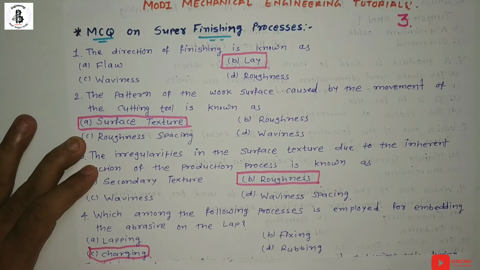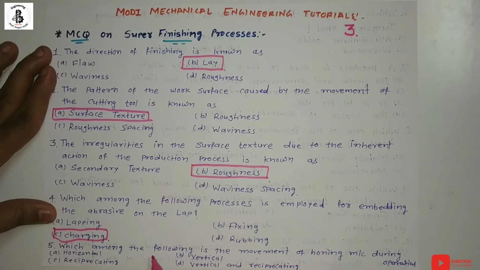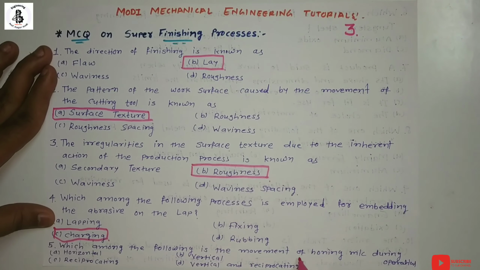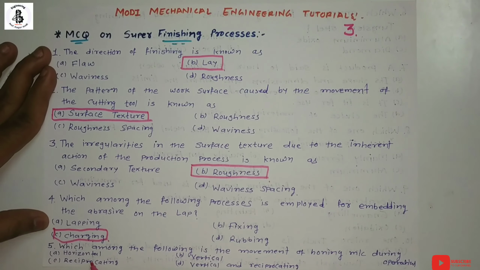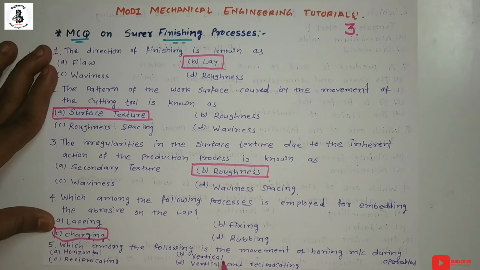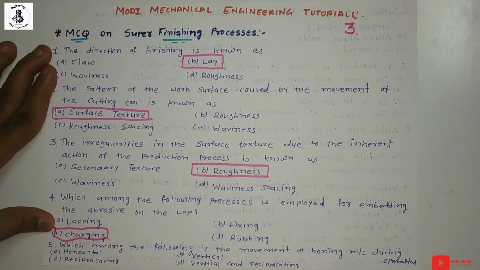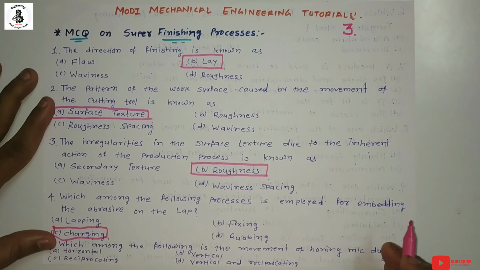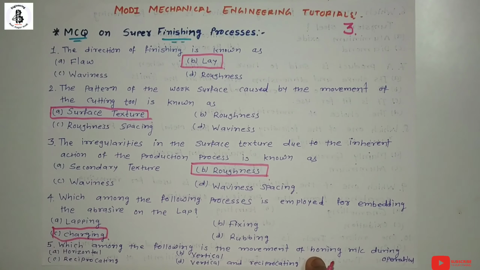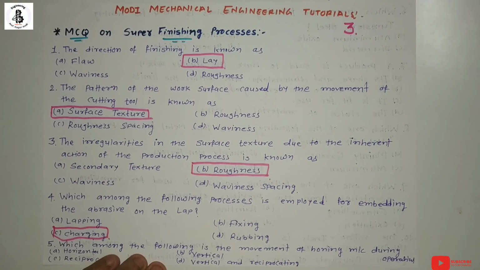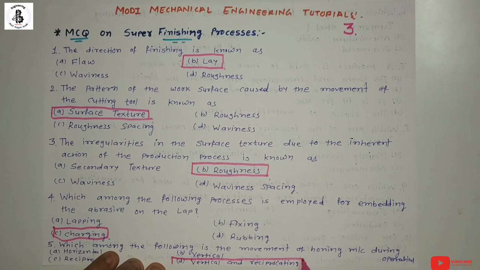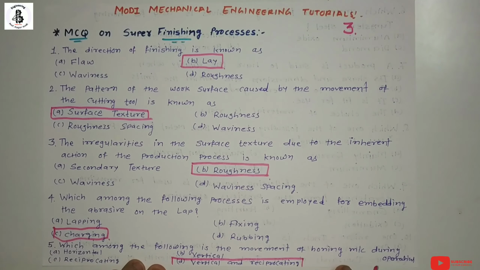The next question. Which among the following is the movement of honing machine during operations? Option A, horizontal, option B, vertical, option C, reciprocating, and option D, vertical and reciprocating. For this question, basically the movement is vertical as well as reciprocating. So according to this question, option D, vertical and reciprocating.